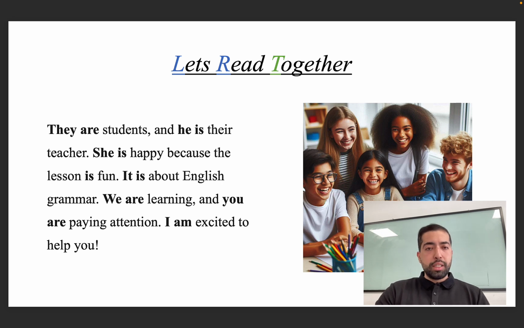Let's read this text together. They are students and he is their teacher. She is happy because the lesson is fun. It is about English grammar. We are learning and you are paying attention. I'm excited to help you.